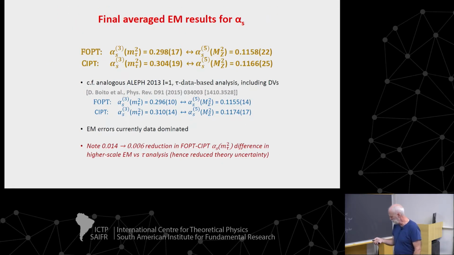Okay, the numerical results that we get from this are, m tau squared is not a natural thing for the electroproduction database, but this is just to compare to the tau results.